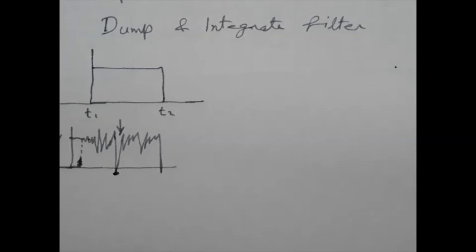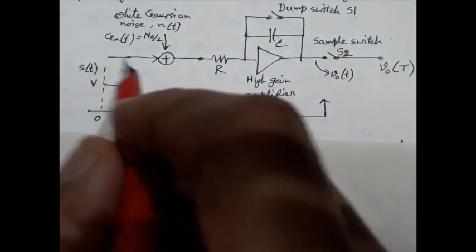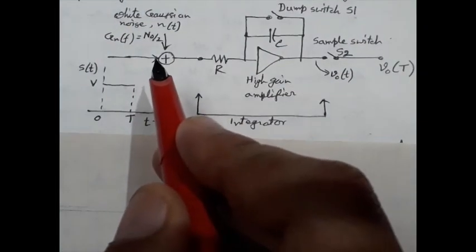We can reduce this probability of error by processing the received signal plus noise in such a manner that we are then able to find a sample time where the sample voltage due to the signal is enhanced relative to the sample voltage due to the noise. So consider now the dump and integrate filter circuit. So this is the circuit for the dump and integrate filter.